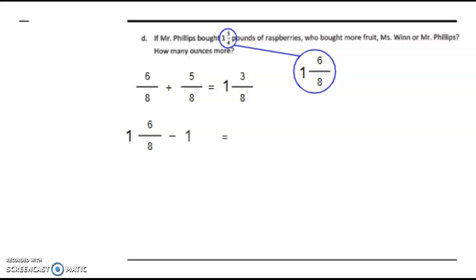Subtract that by 1 3/8 to get an answer of 3/8. Okay, so if I took my 1 and I subtracted it by 1, I'm going to get 0. If I have 6/8 and I subtract it by 3/8, I'm going to get a total of 3/8. So we could leave it as a fraction, 3/8 of a pound, but that's not exactly what they're asking us for. It asked us for how many ounces more. So one more step to this process.